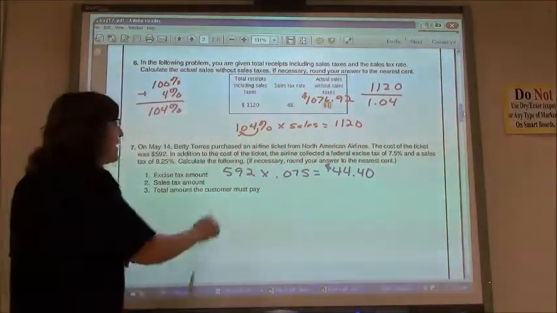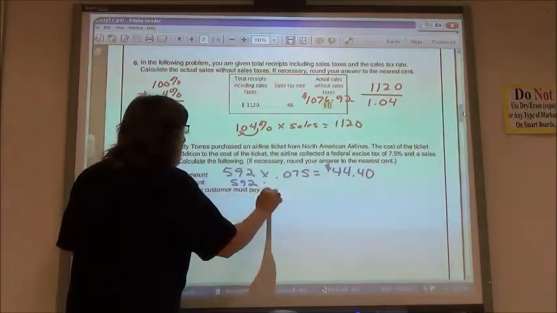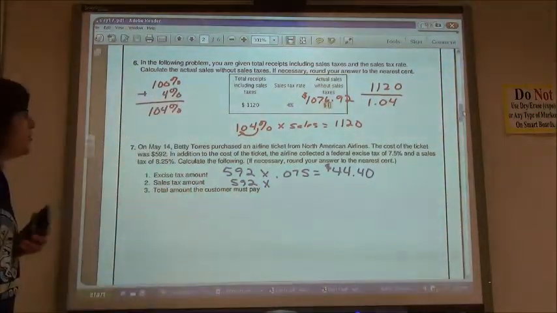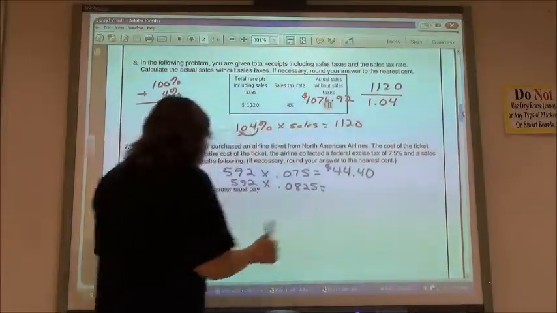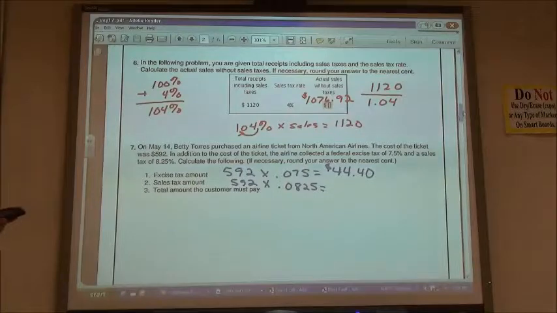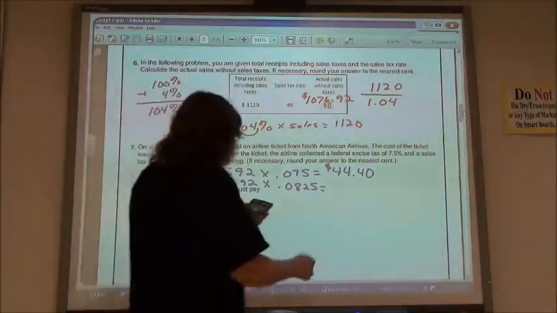Sales tax, same thing. My price was $592. I'm doing 8.25%, so 0.0825, and multiplying that out, 592 times 0.0825 gives me $48.84.